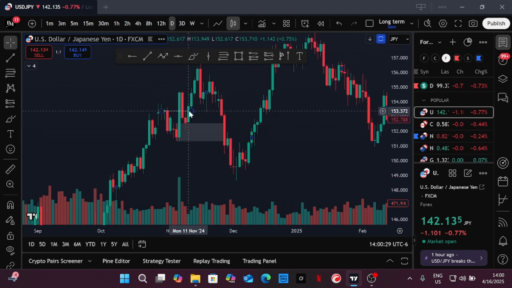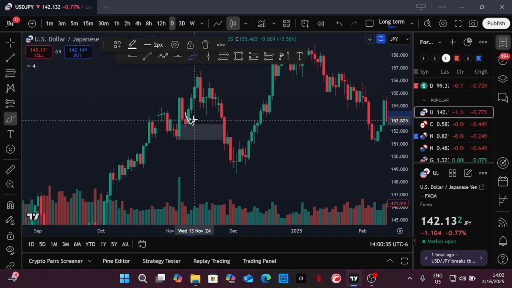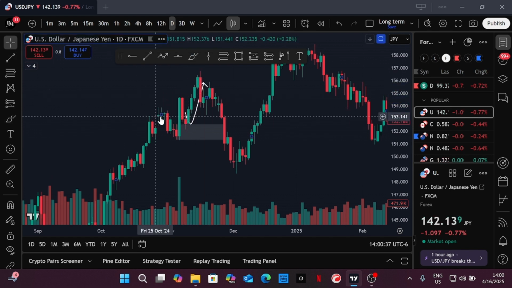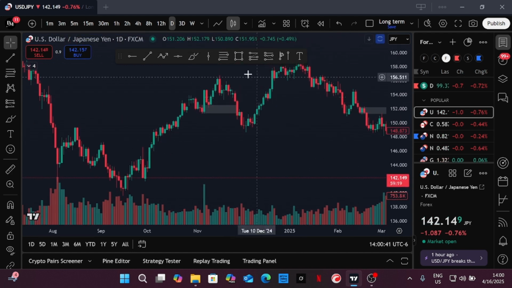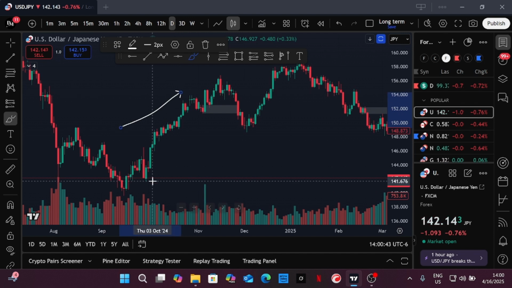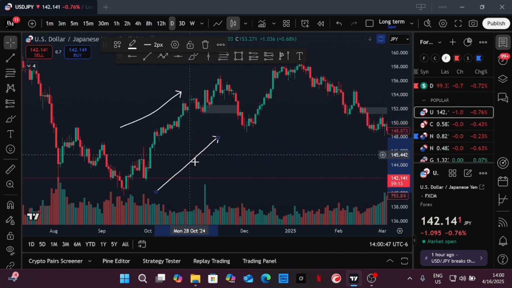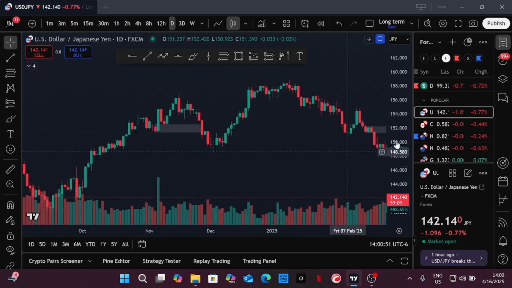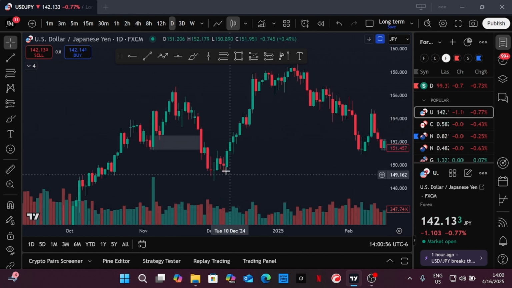Now look, what we're saying is we want to look for a pullback into this order block to catch the rest of the move up like that, okay? So clearly, if we just zoom out a little bit, you can see that we are moving in lower lows and higher highs, or sorry, lower highs and higher highs here, which means we are in an uptrend. So what we basically want to do is just ride the rest of this trend up.